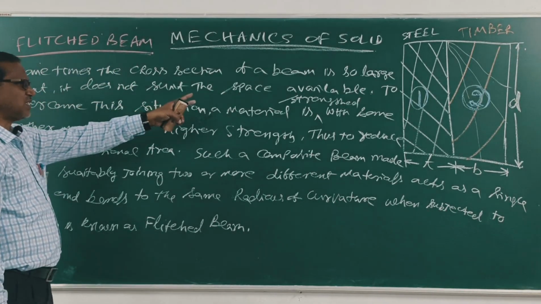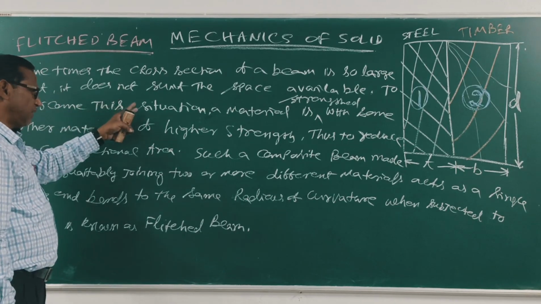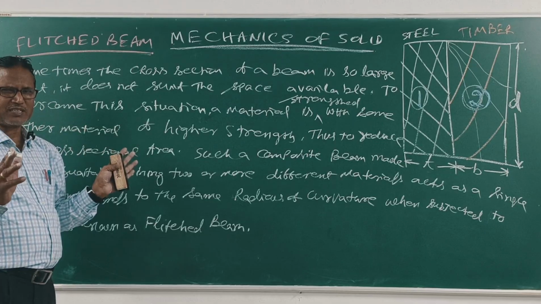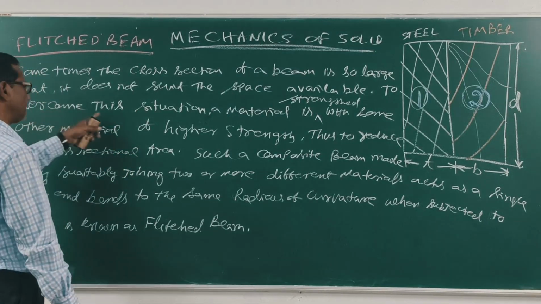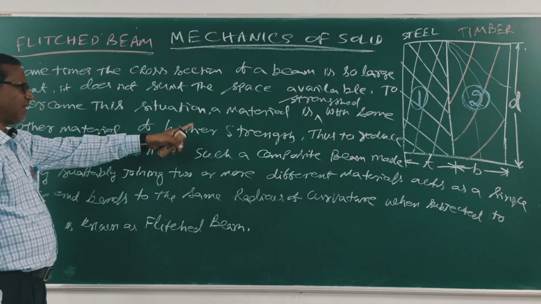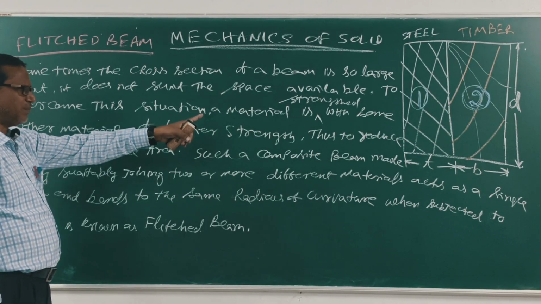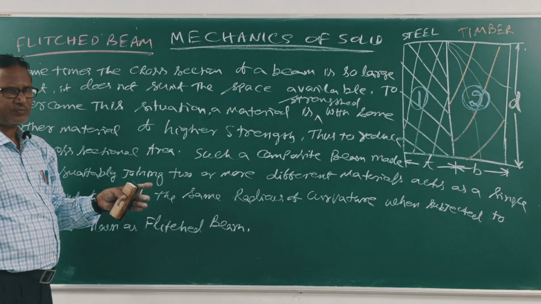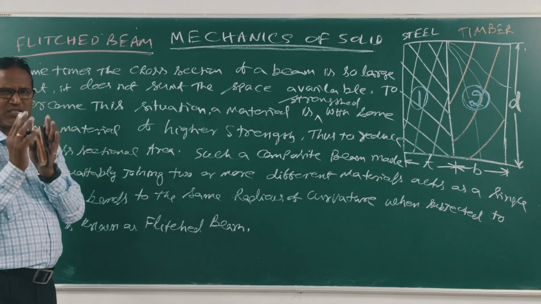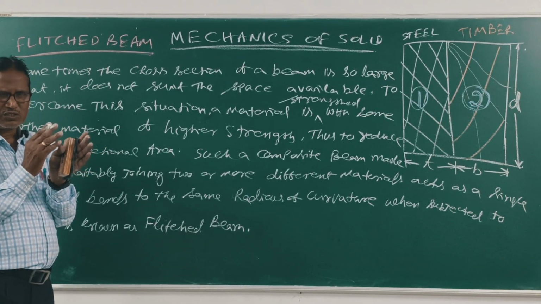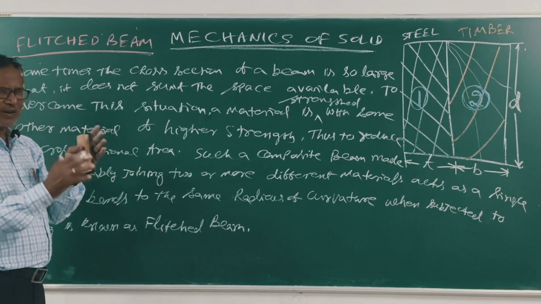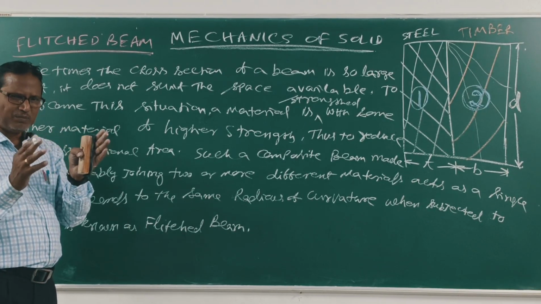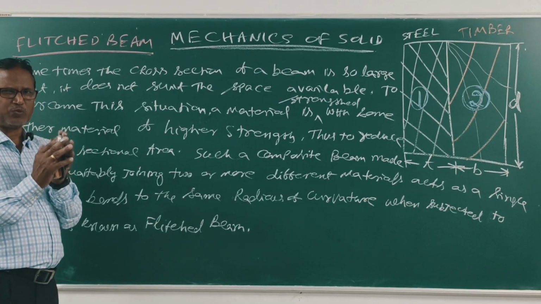Sometimes the cross-section area of the beam is so large that it does not suit the space available. Suppose space is very small and the beam section is very large. To overcome this situation, the material is strengthened with some other material of high strength. For example, one is timber, the other steel. So steel is joined with the timber. Timber is a large section, steel a small section, but steel has high strength. So timber and steel are joined together to form a composite beam. Clear?